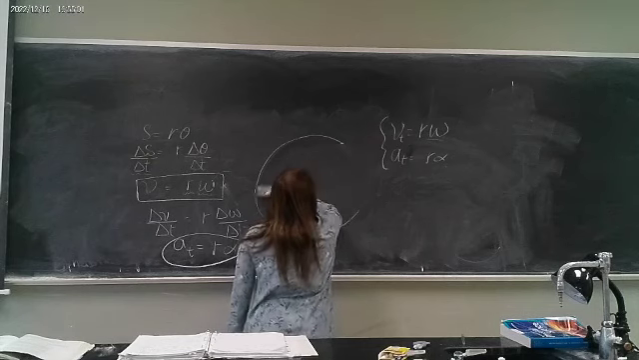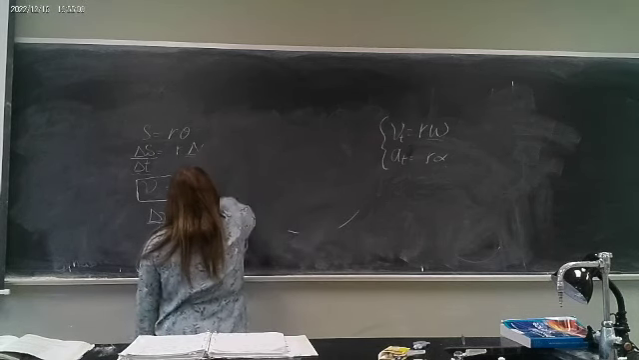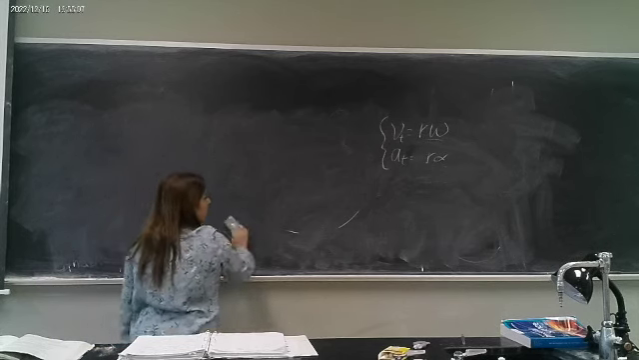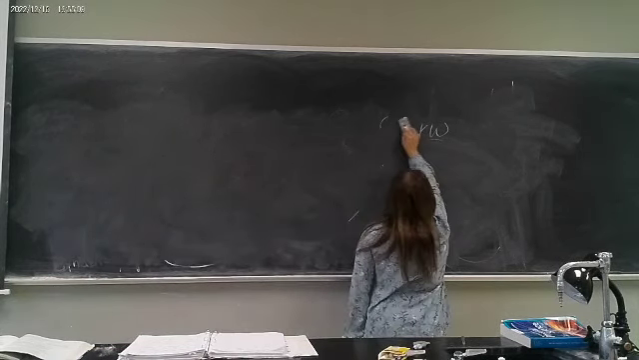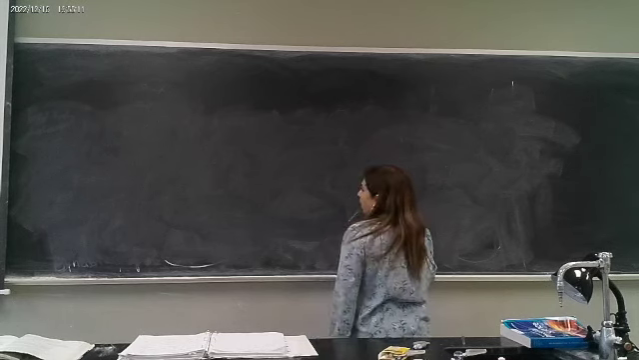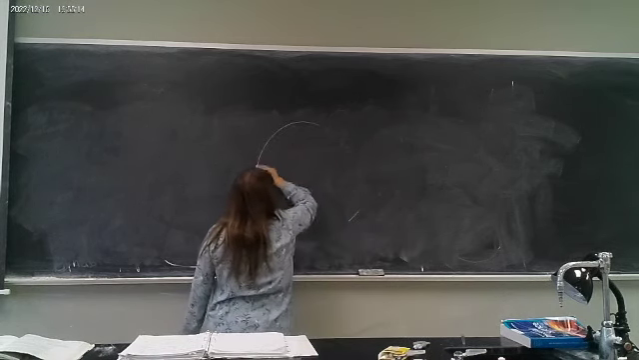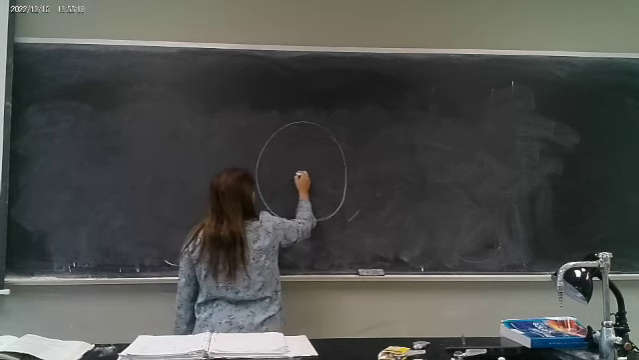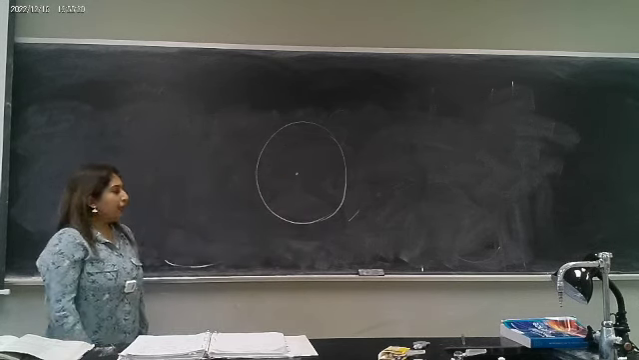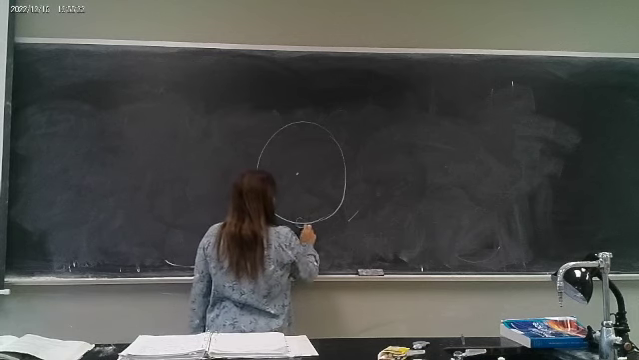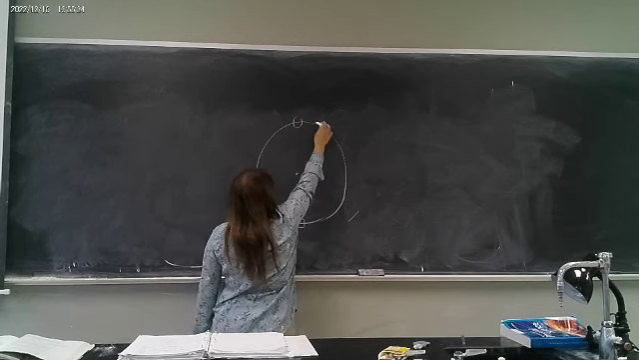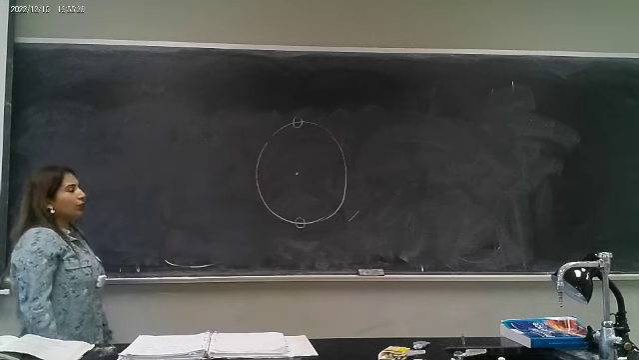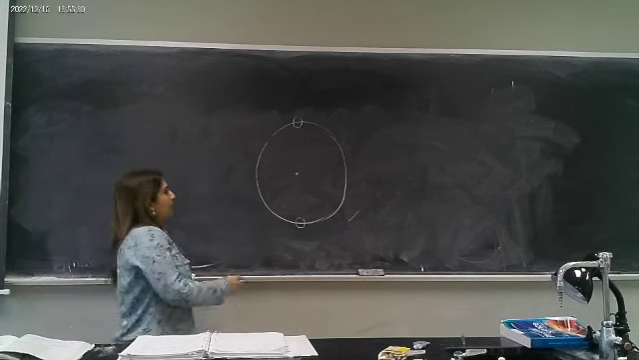Let's work on an example where you have an object tied to a string, and that string goes in a vertical circle. There is again a center. The object could be here, the object could be here, and it's going to be at different points at different locations during that circular path.